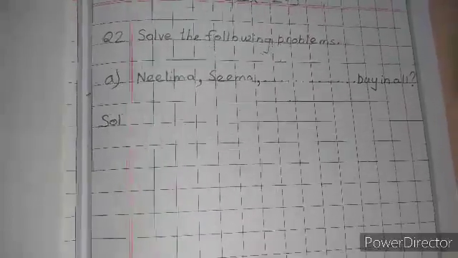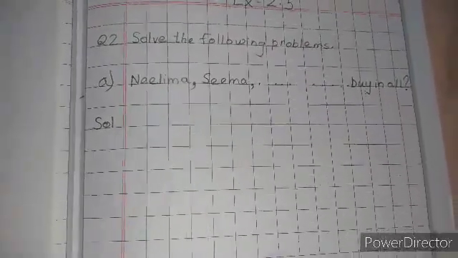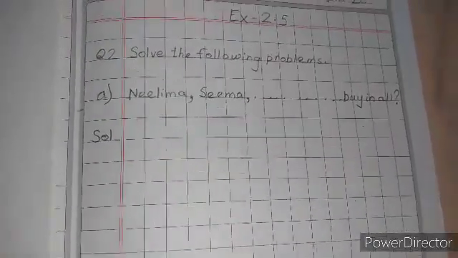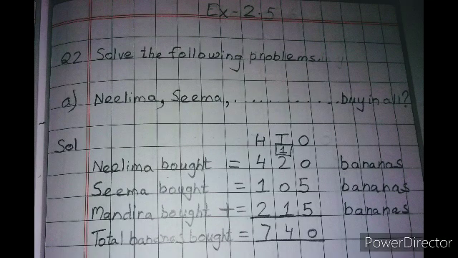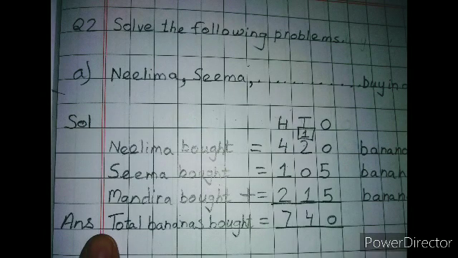So question says Nilima, Seema and Mandira bought 420, 105 and 215 bananas respectively. How many bananas did they buy in all? So what sentence we will make? Nilima bought is equal to 420 bananas. Seema bought is equal to 105 bananas. Mandira bought is equal to 215 bananas. After that, we have to find out total number of bananas bought. So total bananas bought is equal to, and we will do the addition. That is 740. Okay, and this will be written as answer. Clear?